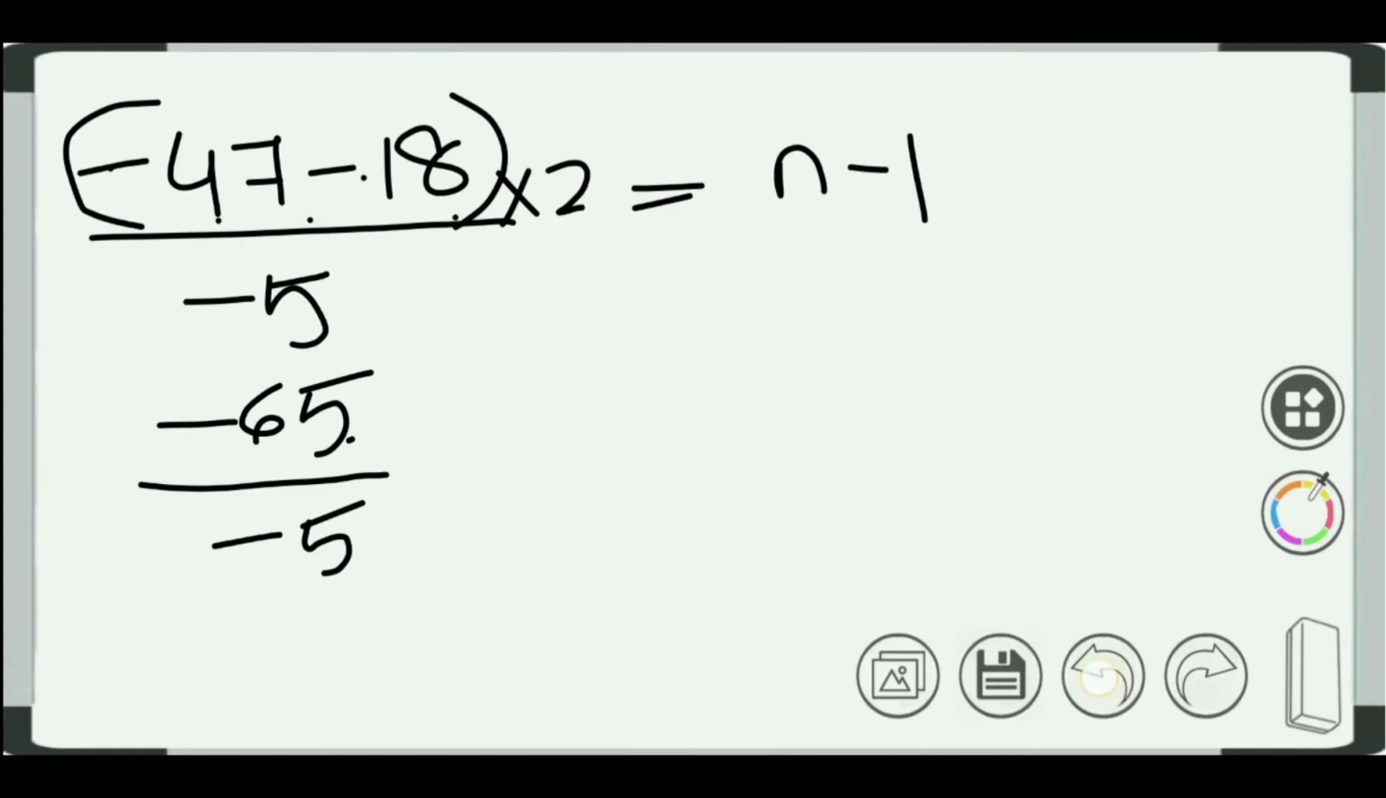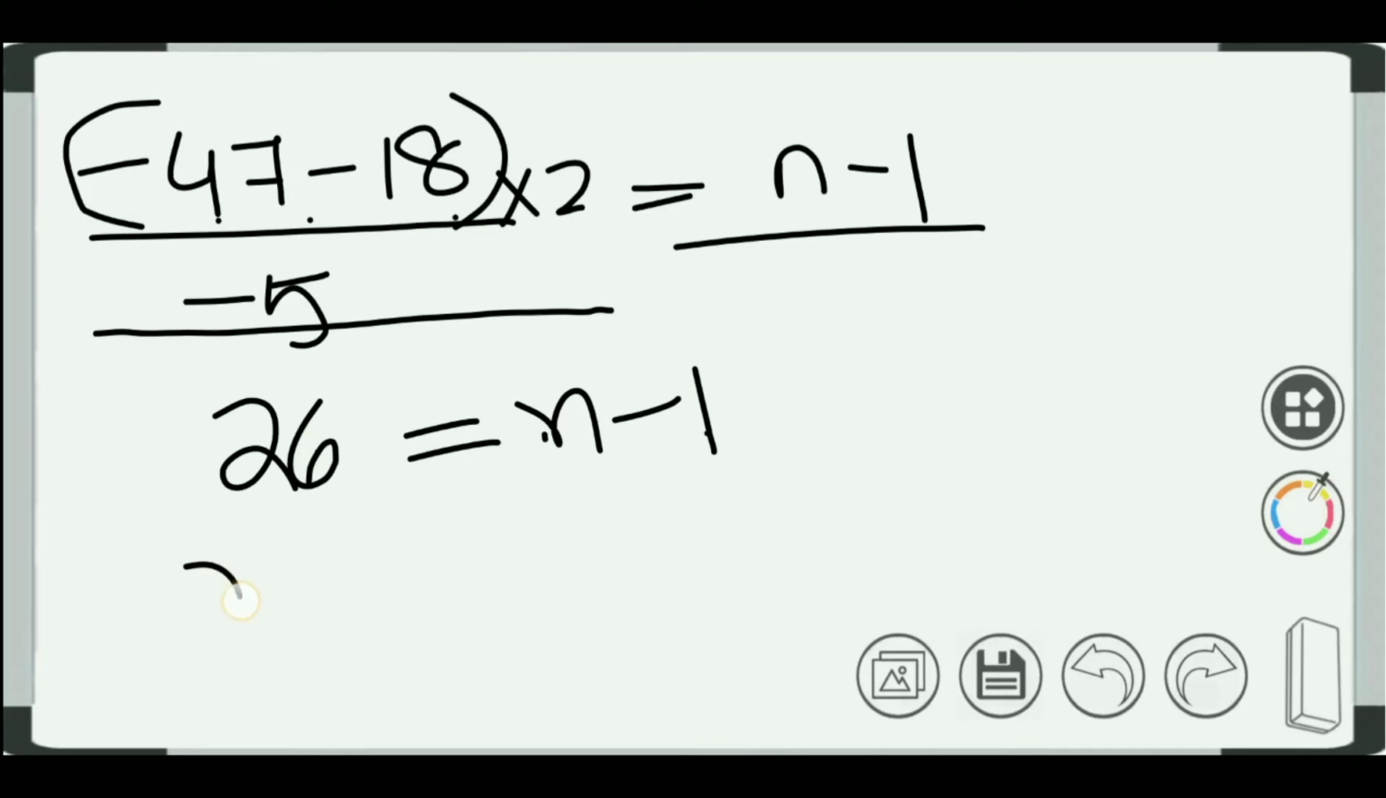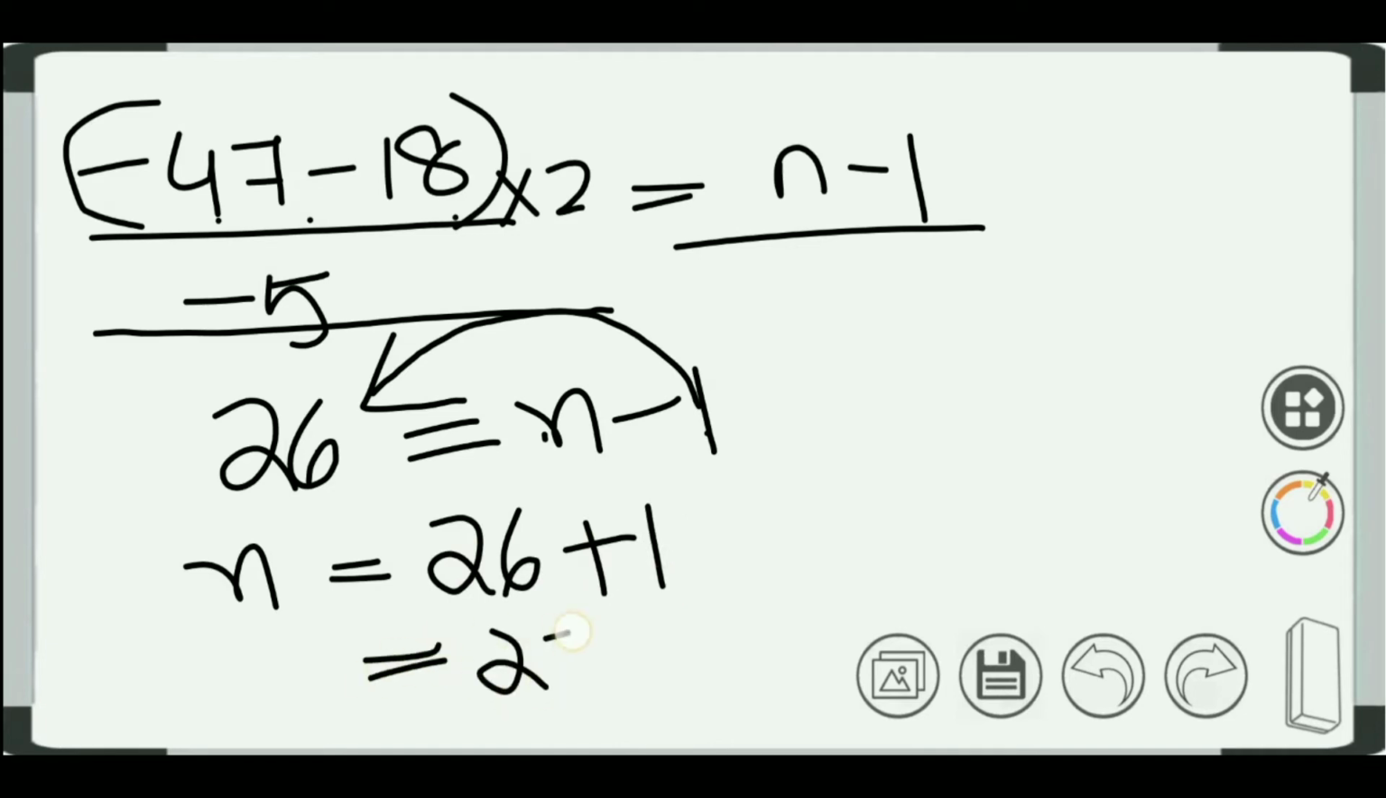Now I can write, instead of this whole term, 26 equal to what? N minus 1. N minus 1 is 26. So what is N? This minus 1 will come this side. So 26 plus 1. N is equal to 27. So try to do it in this way. Therefore you can conclude the answer as: therefore the given AP has 27 terms in it.